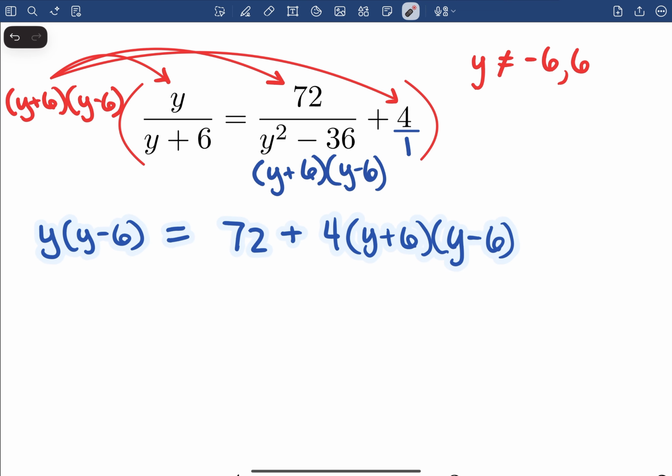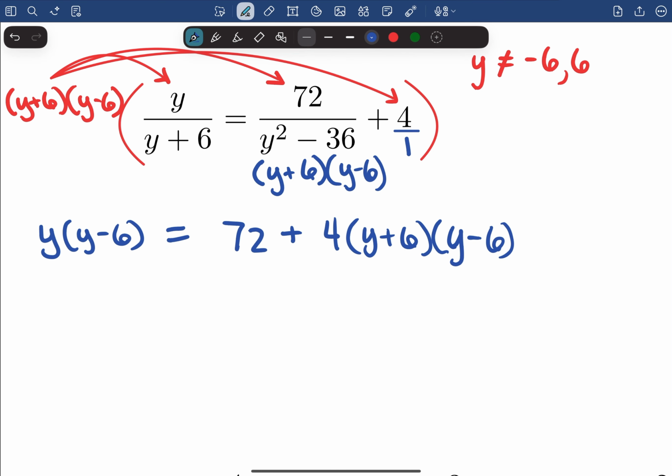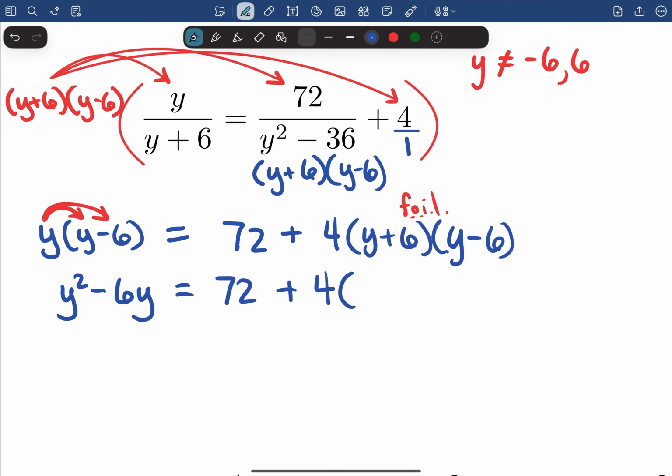So I can ignore everything that I just worked on and just focus on this resulting equation, trying to solve it for y. And first we would do distributions. And in this case, we would FOIL, right? So I'll clean it up. I'll show you the process. Y times y is y squared, and then I have a minus 6y, and that equals 72 plus 4 times, well, y times y is y squared, y times negative 6 is negative 6y, 6 times y is positive 6y, and 6 times negative 6 is negative 36, right?